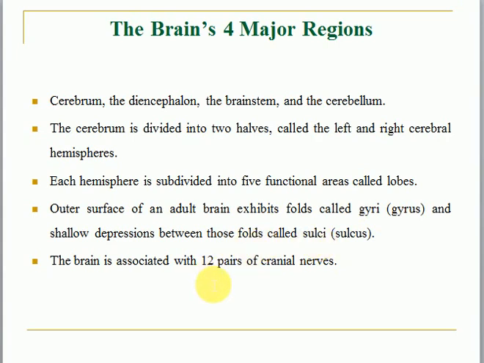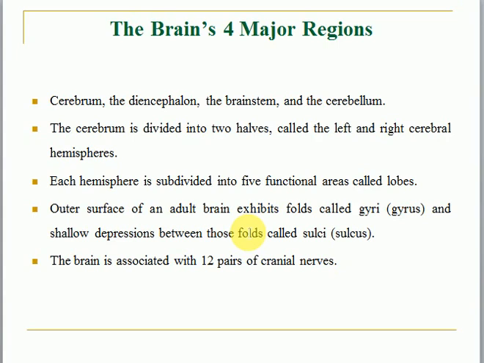The brain is associated with 12 pairs of cranial nerves. It means there are 12 cranial nerves originating from the brain and spreading to all parts of the body. These 12 pairs of nerves take the information from the brain to the targeted organs, to the peripheral systems, and they take the information from the environment, from the peripheral system, and bring it back to the brain. Communication takes place because of these 12 pairs of cranial nerves.